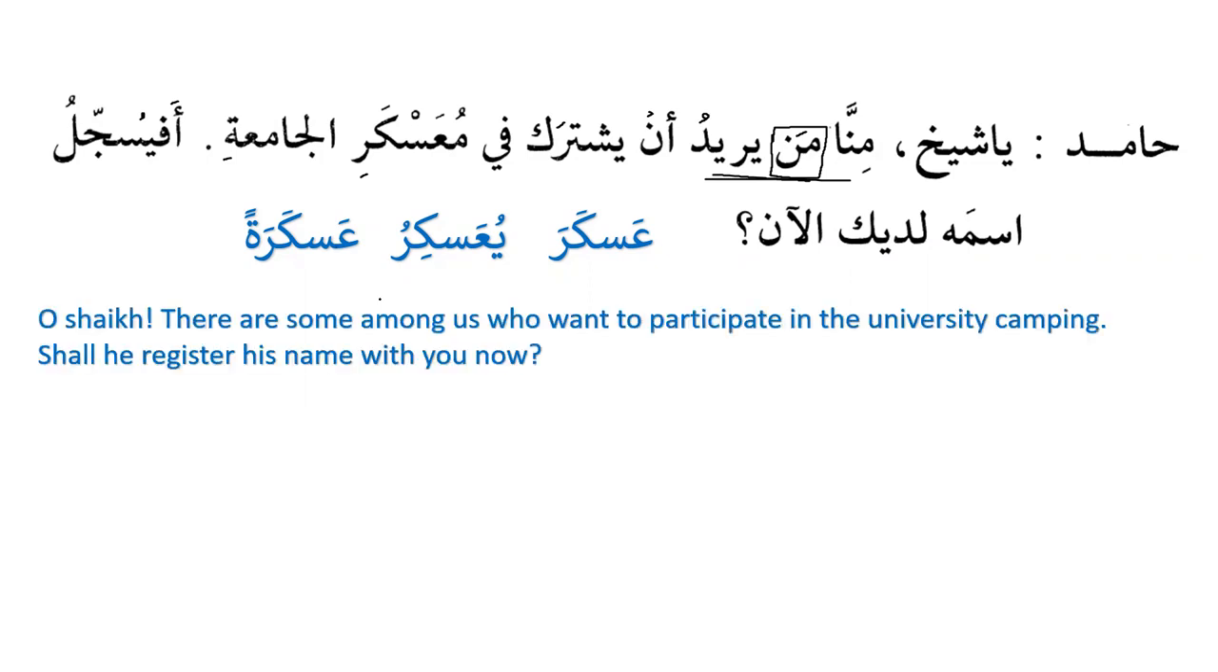Afa yusajjilu ismahu ladayka al-an. Afa, so we discussed in the previous lesson that whenever we have fa, or waw, or thumma, then before that we always have this hamzatul istifham. It comes before that, right? Afa yusajjilu ismahu ladayka al-an. Shall he register his name with you now? So the students are asking, there are some among us who want to participate in the university camping. Shall or does he register his name with you? Because it's a question, it can be translated as both. Shall he register or does he register his name with you?